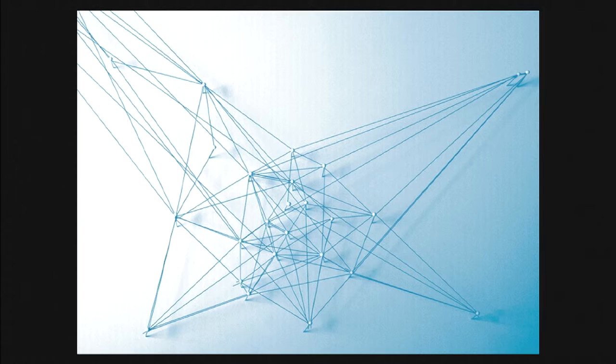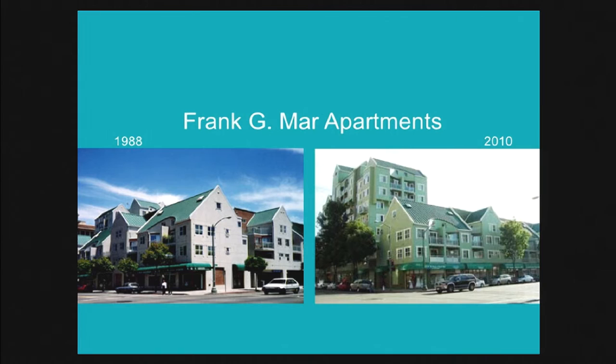I want to just go through a few examples just to make this a little bit more real. One is the Frank G. Marr apartment that was built in Chinatown in Oakland. The project was interesting. For first and second generation immigrants, it was built by the East Bay Asian Local Development Corporation, a local nonprofit. And they were looking for a way.